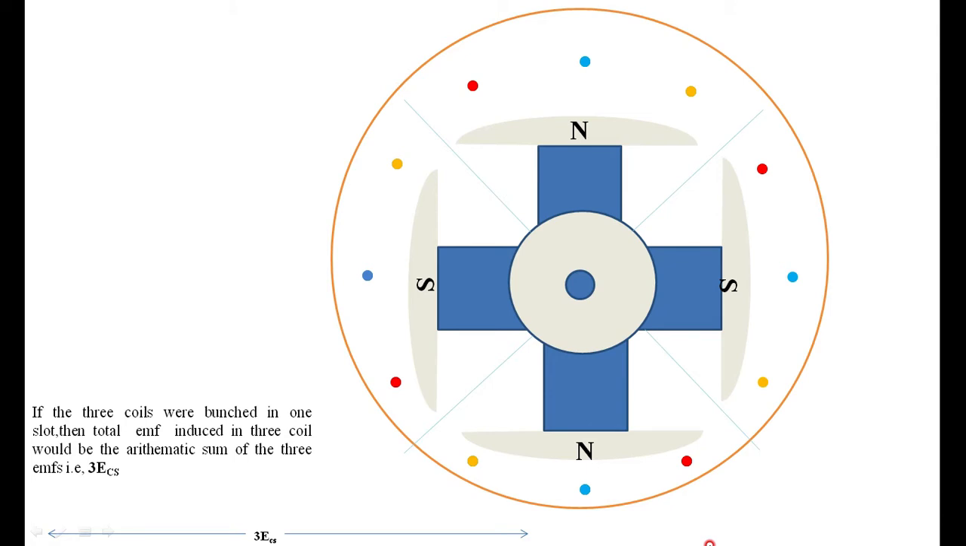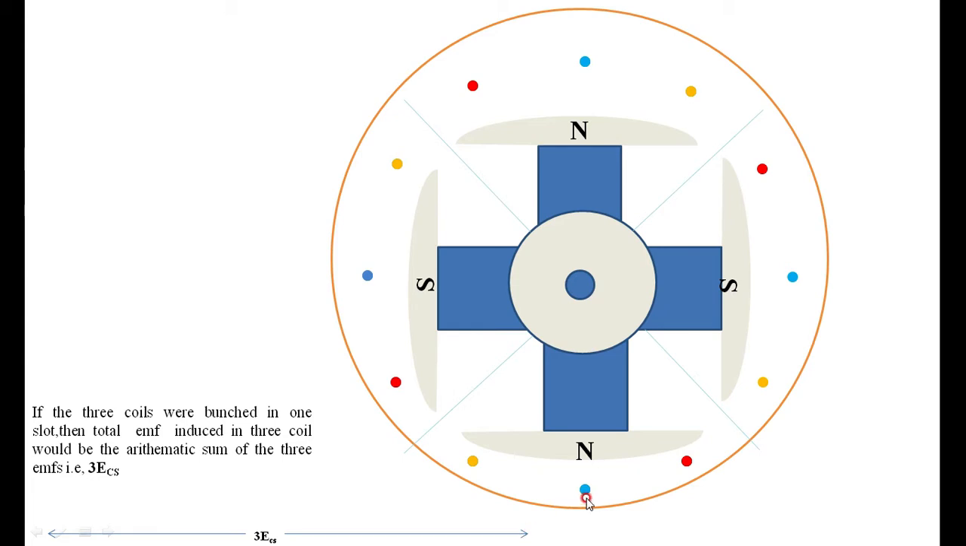In the last session, we have seen how to calculate the distribution factor. In today's session, we will discuss the harmonics and their impact on the coil span factor as well as the distribution factor. Once again, we can recall the distribution factor derivation.